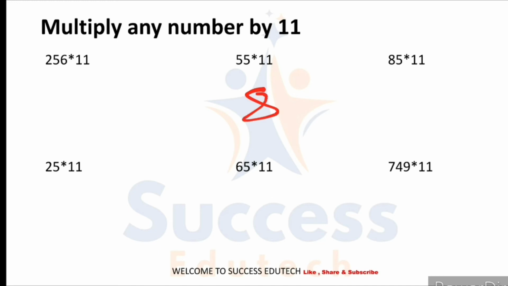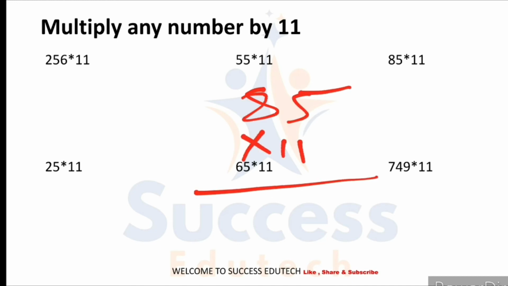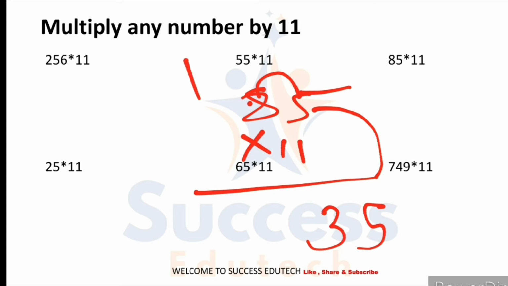If I multiply 85 by 11, the last digit stays as it is, 5. Now addition: 5 plus 8 is 13, write 3 and carry 1. The 8 gets 1 added, so that is 9. So 935 is my answer.